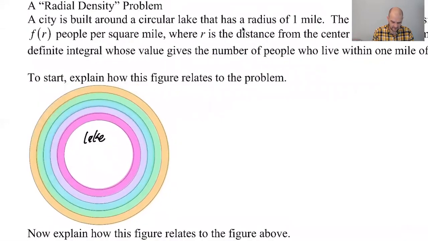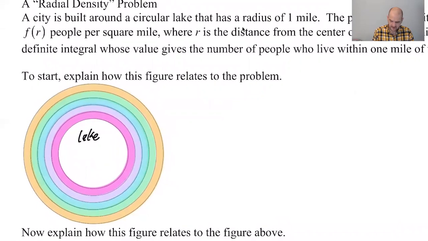So f(r) is people per square mile. r is the distance from the center of the lake. So f(r), in theory, between 0 and 1, because that's the distance to the center, and the lake is 1 mile radius. From 0 to 1, I think that f(r) should just be 0. And then f(r) really kicks in when we get to 1, and then keeps being really useful until we get to 2. So 1 to 2 is going to be kind of an important boundary type deal.